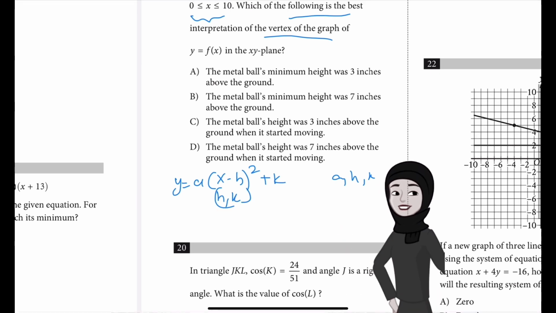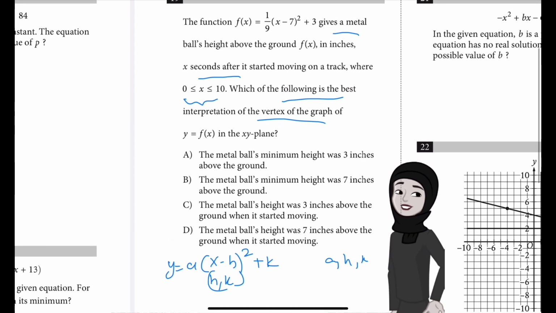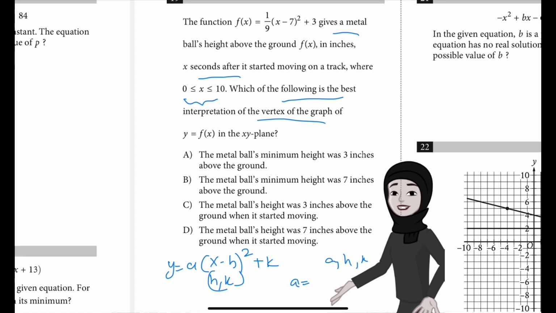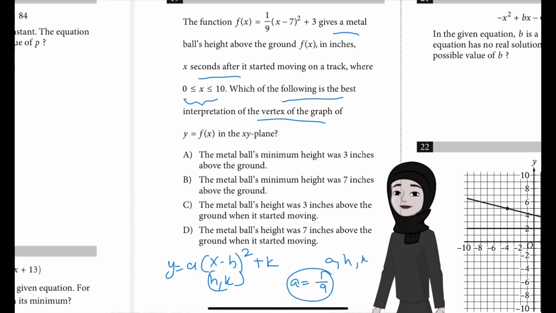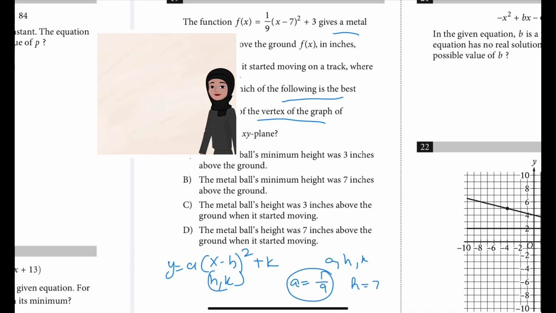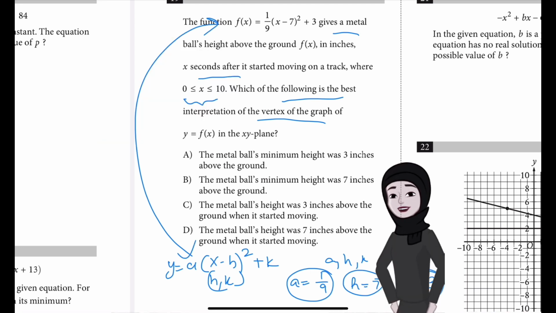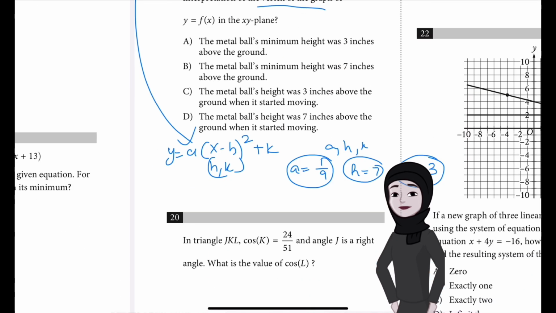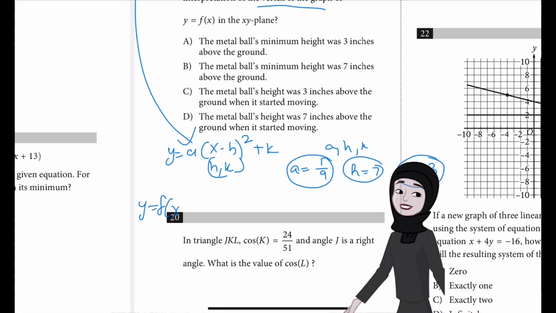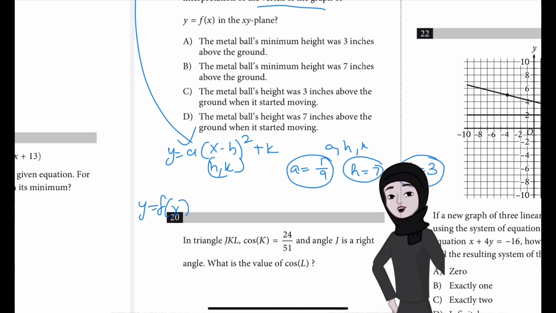So if we compare the given function, 1/9 times (x minus 7) the whole square plus 3, we can see that a is equal to 1/9, h is equal to 7 and k is equal to 3 if you directly compare this to the given function. Okay, so we are able to get the values of a, h and k. Therefore, the graph of y is equal to f of x is a parabola that opens upward with the vertex 7 comma 3.